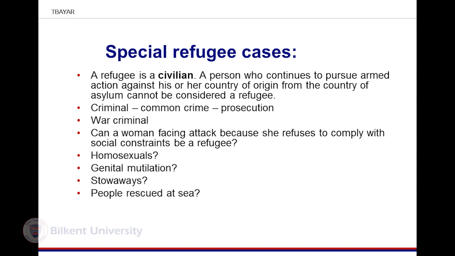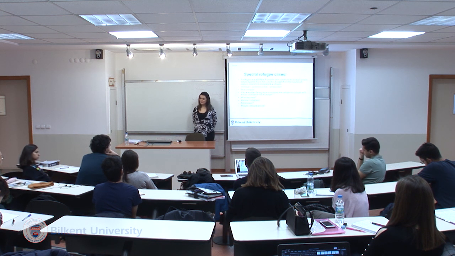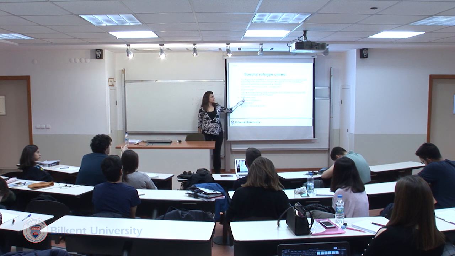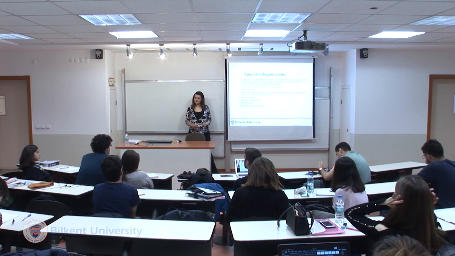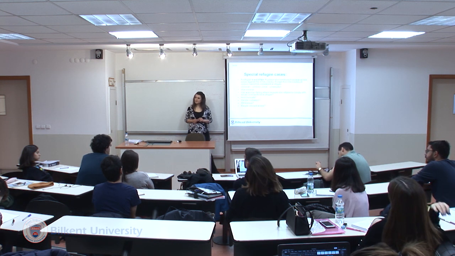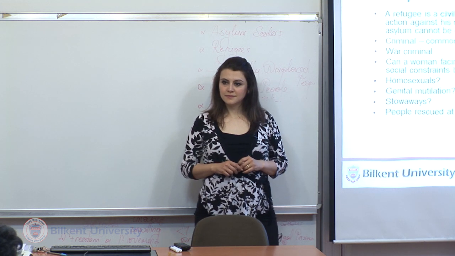What do you think about this question? Can a woman facing attack because she refuses to comply with social constraints be a refugee? Can she be an asylum seeker? Yes. Explain. Facing an attack means you are discriminated against because of, it says social constraints, so it depends on being a woman or a male. So it depends on something you obtained at birth, which is a basis of discrimination. That's it. True. So it is the case of running away from discrimination.